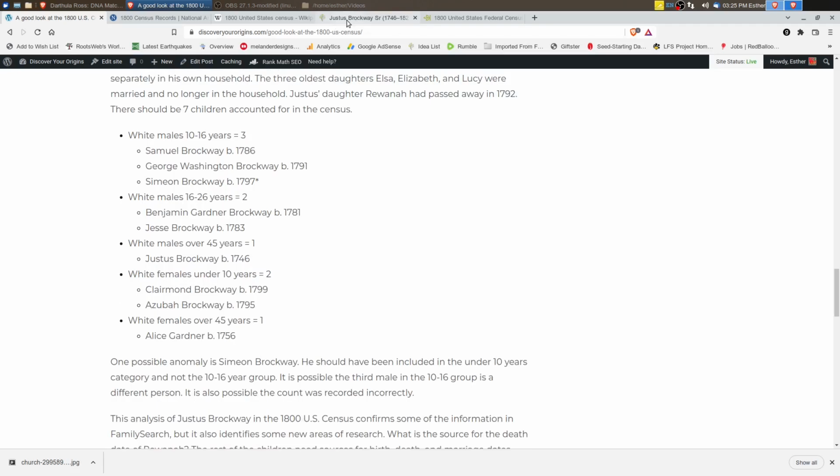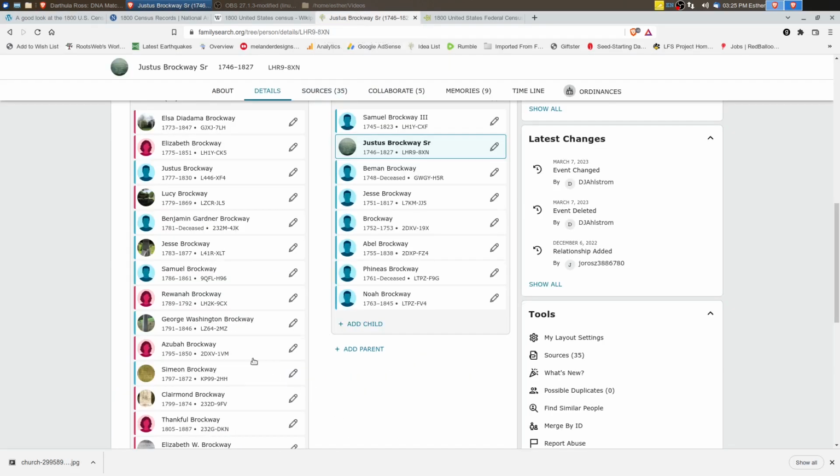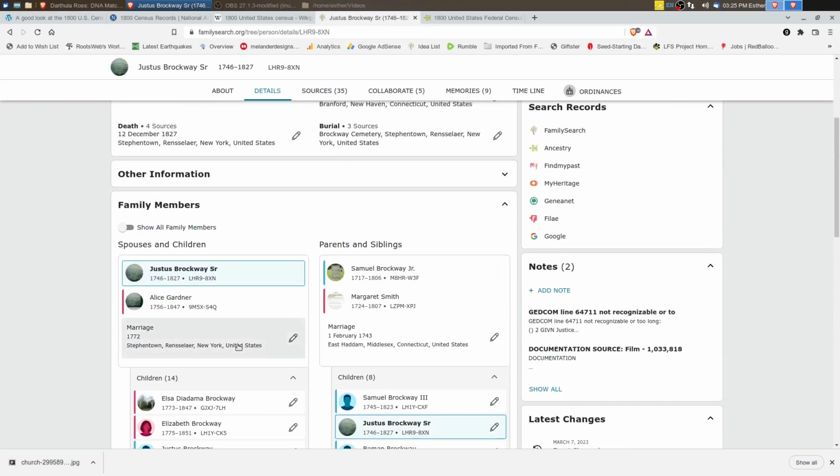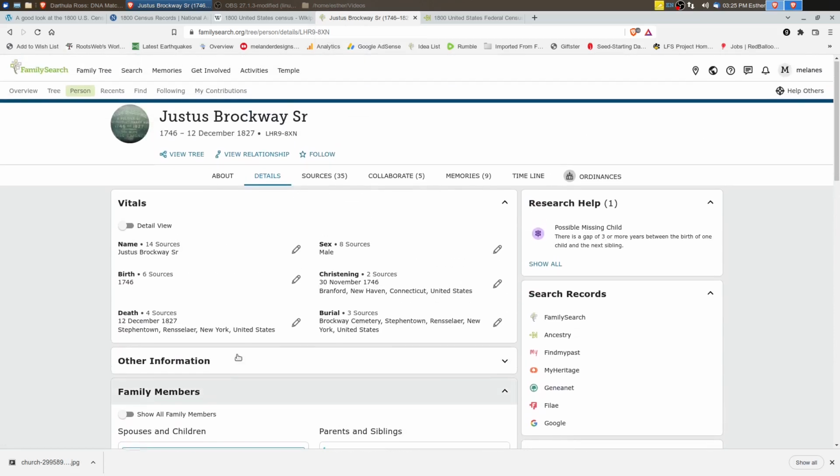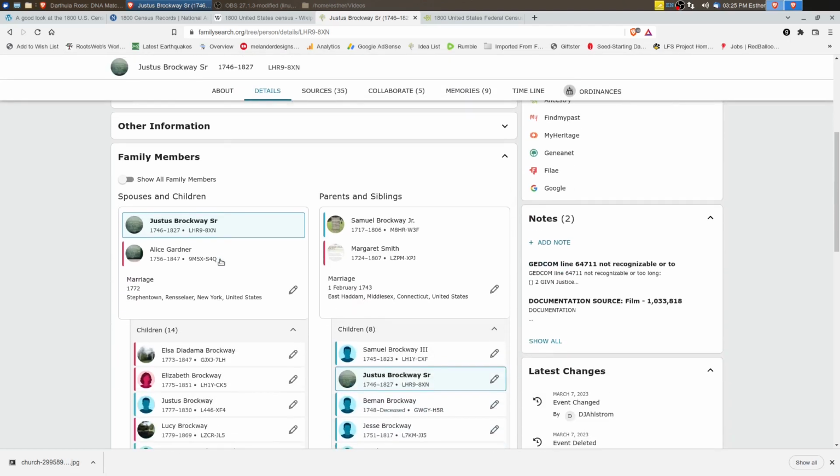So let's look at Justus Brockway again here really quickly. I had always assumed before I started looking at the Brockways that a fair amount of research had been done on the families in FamilySearch, and so I've not really spent much time with them. But as I've been going through the census with them again, I am finding places where research can still happen and clarify the family and the information that we have on them.